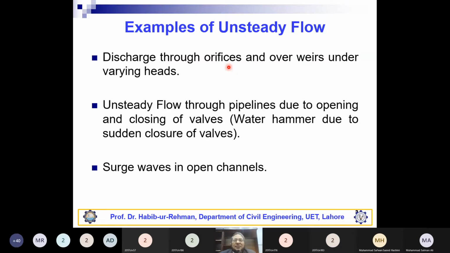And you know, the velocity of flow from the orifice and the discharge through the orifice is a function of small h. But what is your opinion?